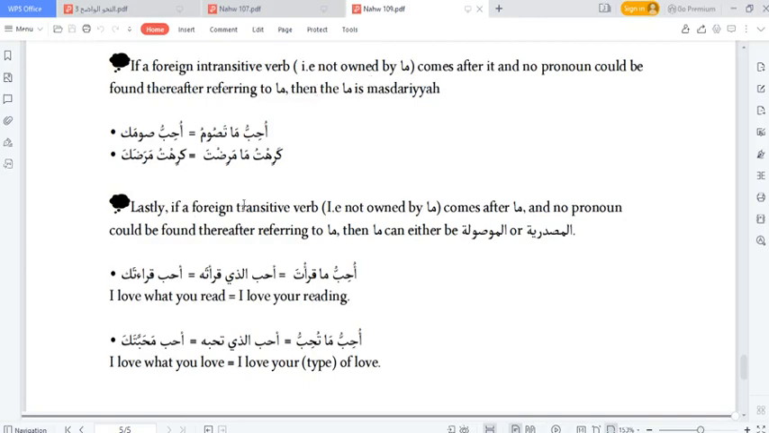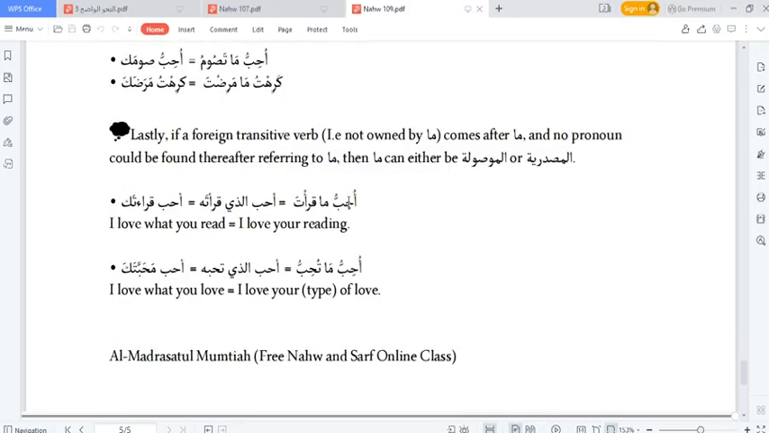But if that kind of foreign verb, meaning a verb that is coming after ma, and we can't see a damir going back to the ma, but it is transitive in this context, then the ma can either be a ma mausula or a ma masdariya. Example, uhibbu ma qara'ta.